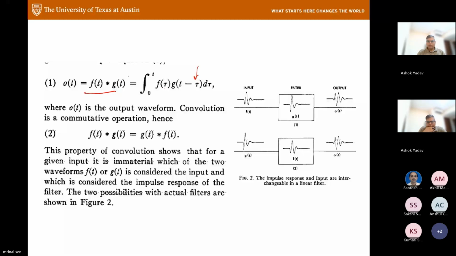Okay, so let's say that this is your input, and that's your filter, and that's your output. Depending on the nature of the filter, your output changes, even though the input stays the same. So this is another input, this is another filter, and this is another output. This property shows that for a given input and material, which of the two waveforms is considered as input and which is considered as output, or which is considered the impulse response.